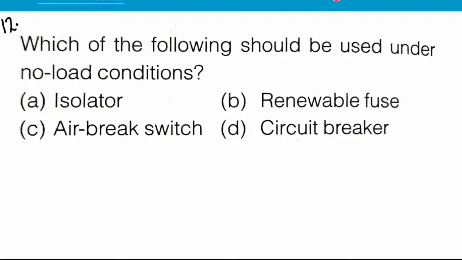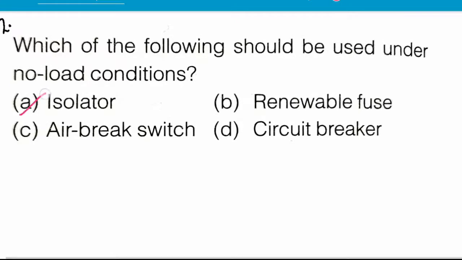Next question: which of the following should be used under no load conditions? Option A, isolator. Option B, renewable fuse. Option C, air brake switch. Option D, circuit breaker. This is the isolator.